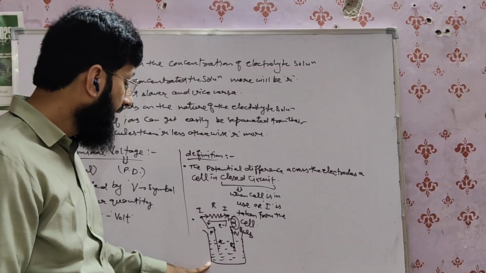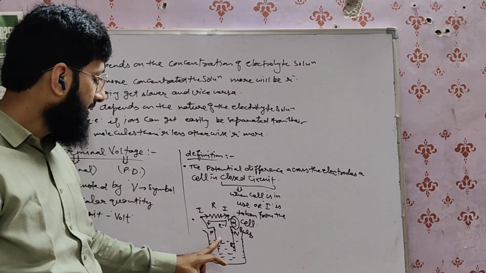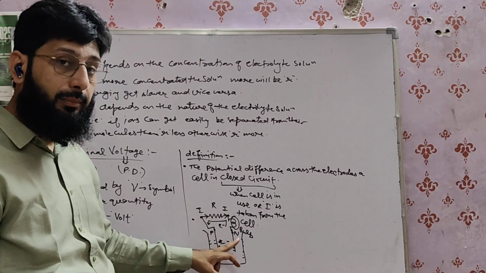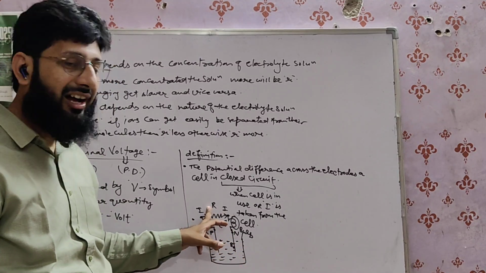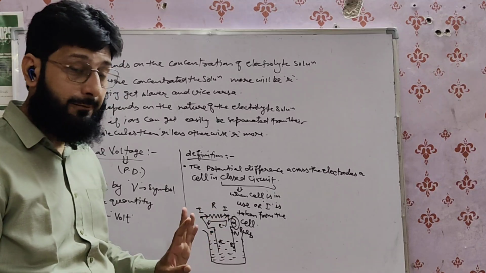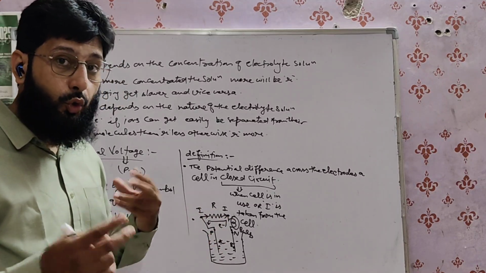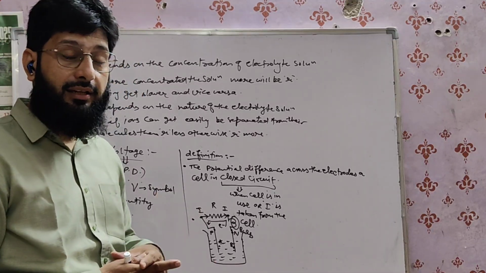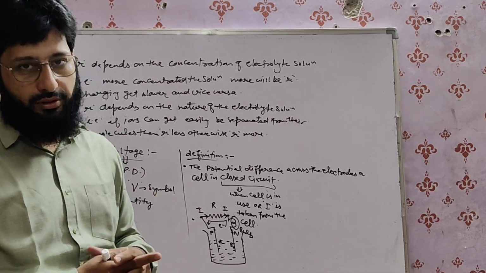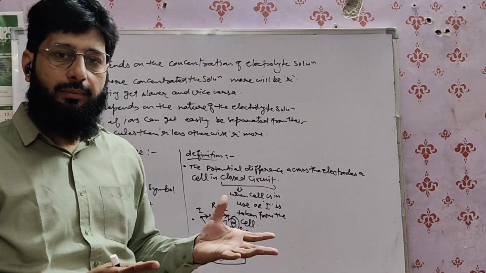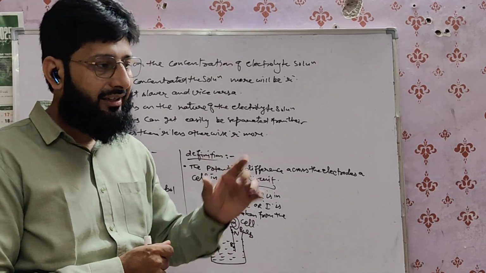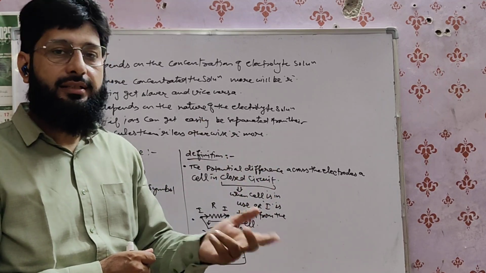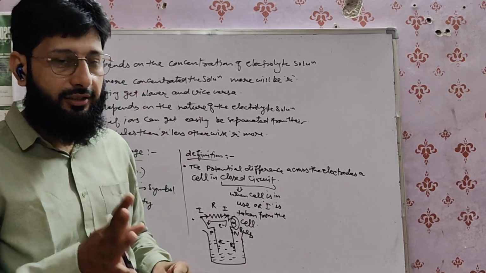As you can see in the image, there is a cell with two electrodes, and the two electrodes and a bulb are joined by a wire whose resistance is capital R. If the bulb is glowing when it is connected to the cell, then you can say the cell is in use. Or if there is no bulb, only the wire is connected, and the wire gets heated up when you touch it, then you can say that current is flowing and the cell is in use.